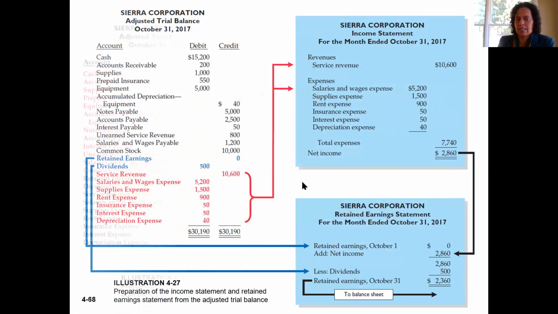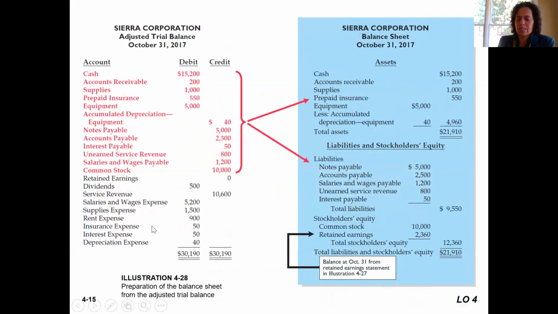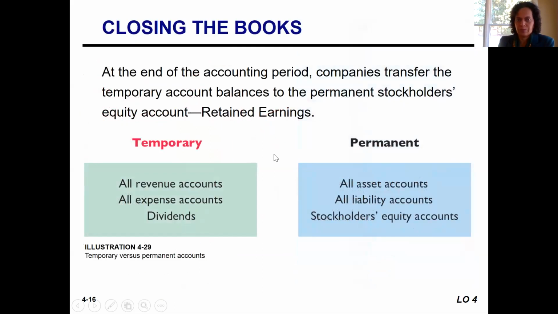So let's look at the next slide. We continue with the same adjusted trial balance. Now all of these items have been taken care of there at the bottom. Now let's focus on the top. Your assets, liabilities, and owner's equity are listed in the balance sheet. The retained earnings number came from the previous statement. So this adjusted trial balance is really very handy to prepare our financial statements.